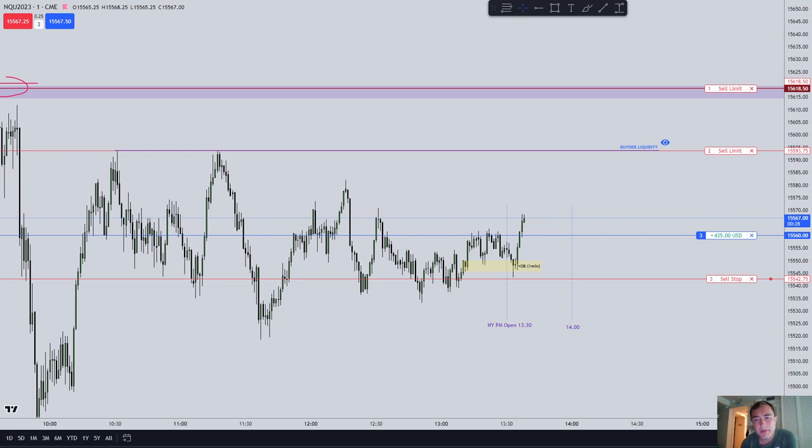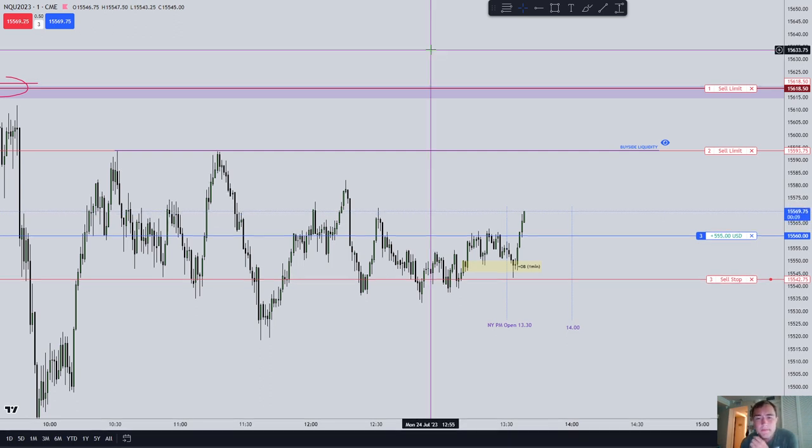I just want to be pretty careful with moving up the break-even stop right now because I'm pretty confident in this trade. I really don't see why price would not want that liquidity. So, I'm pretty confident they're going to run that.